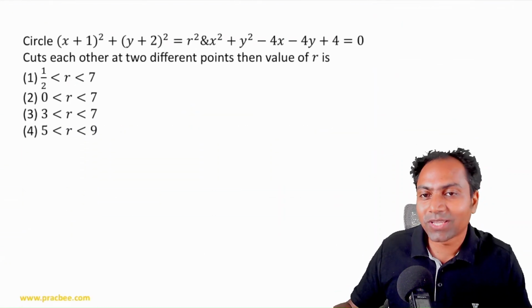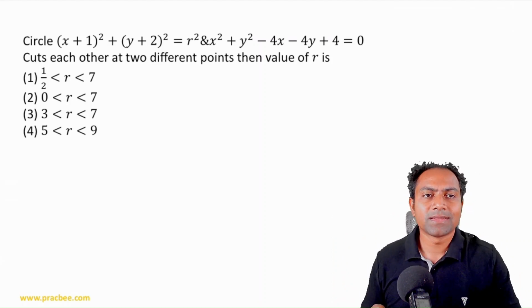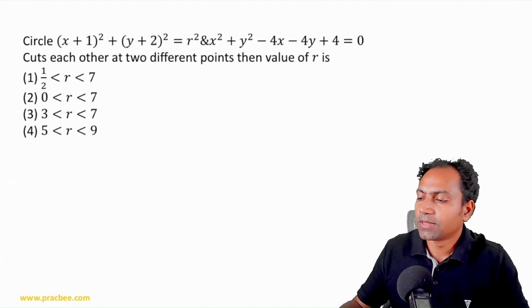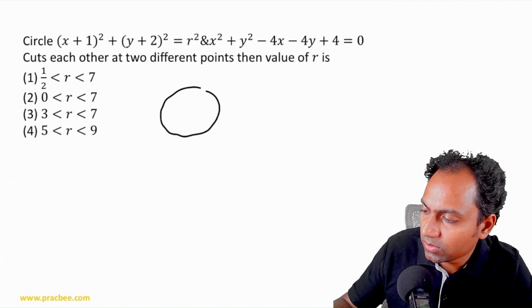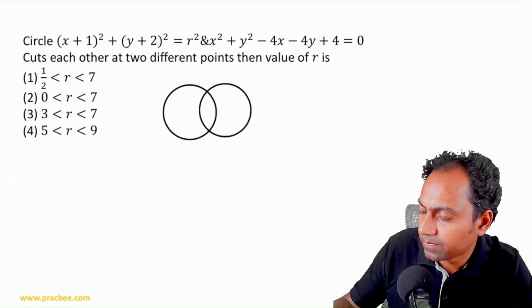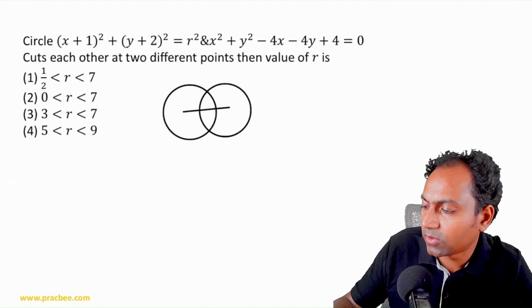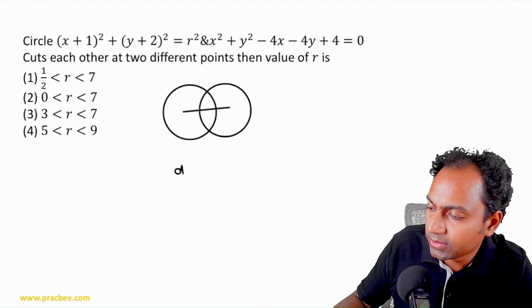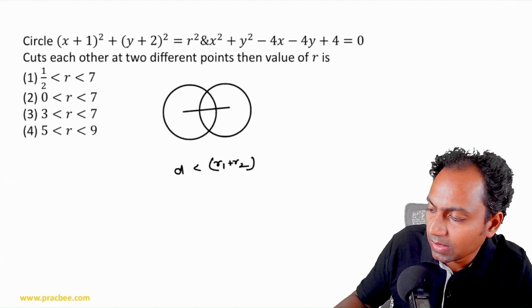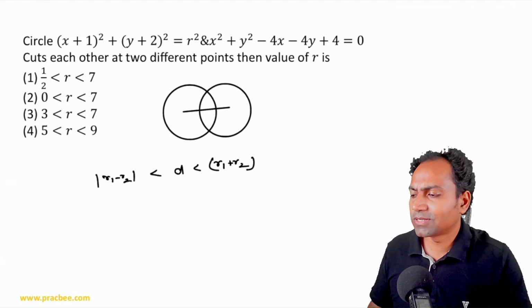If I move further, there is a question asked from circles. This question is a very elementary question. This question talks about two circles. And they are saying that what can be the condition of R such that they cut at two different points. Now you can see that when we talk about circle-circle interaction, this condition will happen when the distance between the centers, if I call the distance between the centers D, it should be smaller than R1 plus R2. And it should be greater than mod of R1 minus R2. So this is the condition. Now we can directly apply this condition and get the answer.